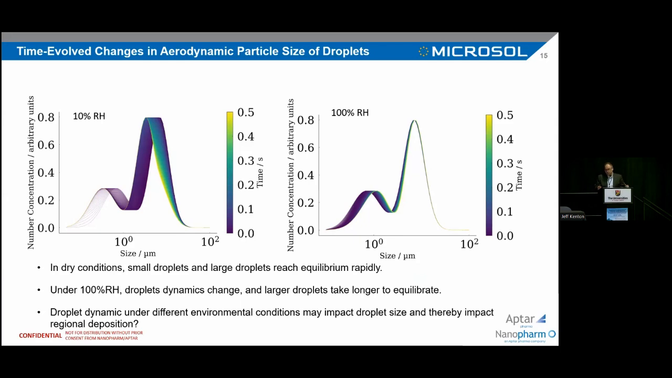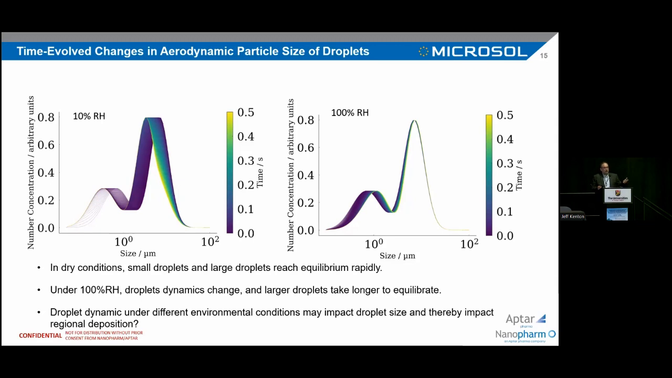So what this plot is actually showing is that if I expose this aerosol, which is bimodal, at 10% RH, the smaller particles basically equilibrate, so they achieve their primary particle droplet size very, very quickly, almost instantaneously. And within about half a second, the larger particles at 10% RH also equilibrate to their particle size in under half a second.